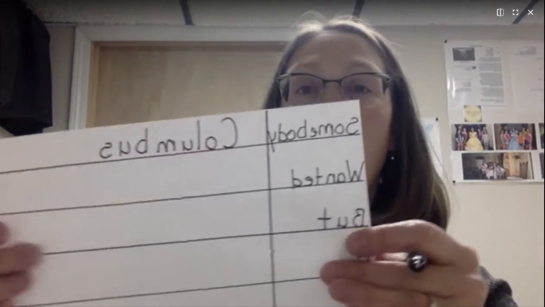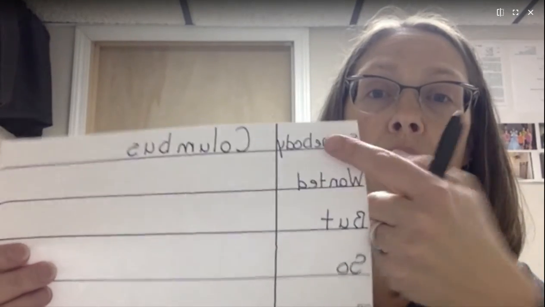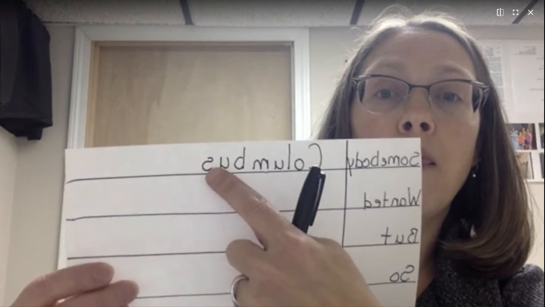So, who was the main person in our read aloud today? That is right. Columbus was the main person in our story today. Now, there were other characters in the story, but Columbus was the main one. So, somebody is Columbus.